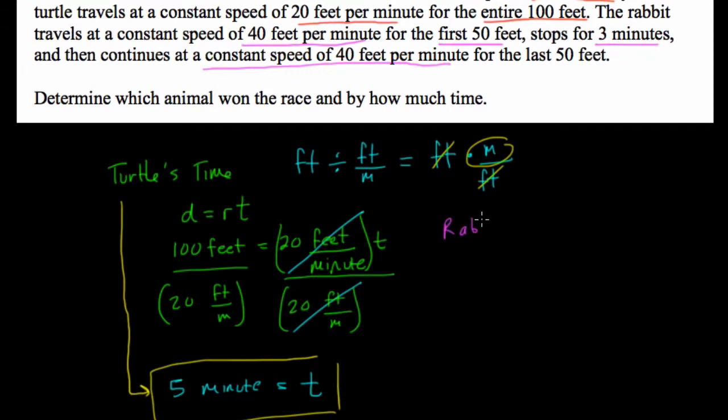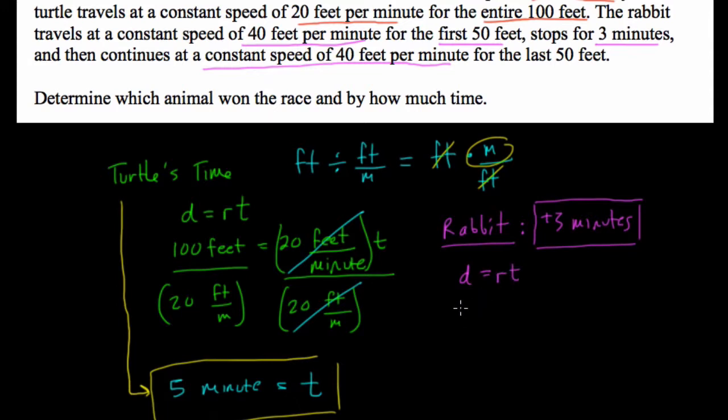So what do we know about the rabbit? Well, the rabbit stops for 3 minutes in the middle, right? So whatever we find for time, we should add 3 minutes to that time. We don't want to forget those 3 minutes where it's just sitting there. So distance equals rate times time, and we're told that the rabbit travels 50 feet at a rate of 40 feet per minute. So it's really fast, right? Let's see what happens here.